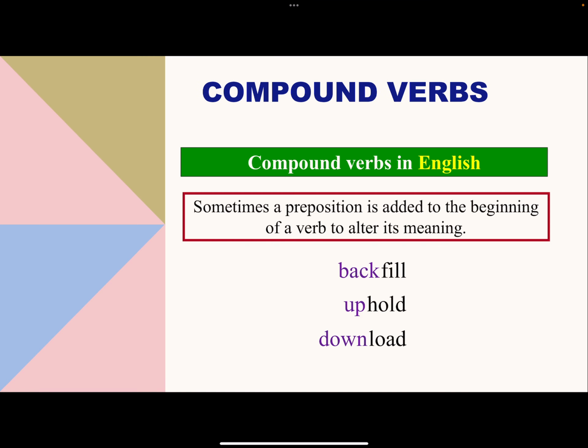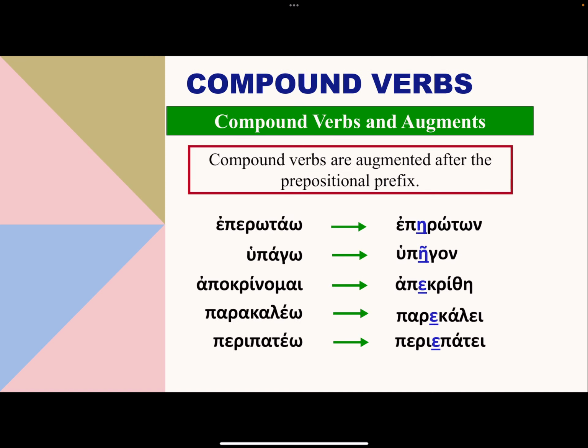Okay. We spoke a couple of weeks ago about compound words, and we said there's lots of compound words in English, things like backfill, uphold, download, and we have the same thing in Greek. We can have compound words, and they will start with a preposition. Here are some examples of compound verbs which start with a preposition. We've already learnt the word ago, meaning I lead or I go, and hupago has a preposition at the start, meaning I depart.